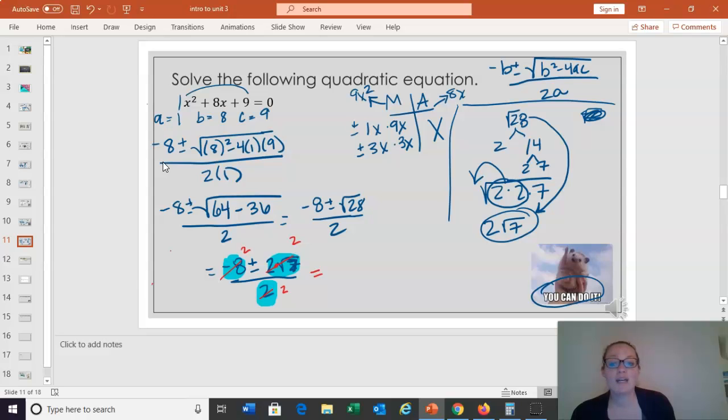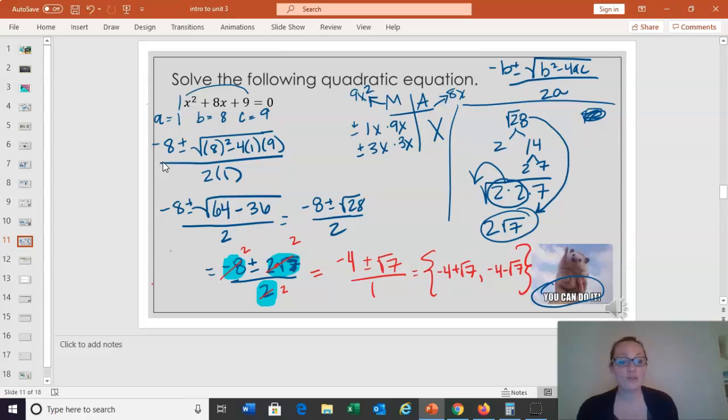So negative 8 divided by 2 is negative 4. This gets rid of that 2 in the front, and you just have root 7, and you get a 1 on the bottom. So all of that reduces down to negative 4 plus root 7 and negative 4 minus root 7. Those are 2 solutions. Don't forget, you could definitely get a decimal for each of those and then see, let's do that. Let's do that once.